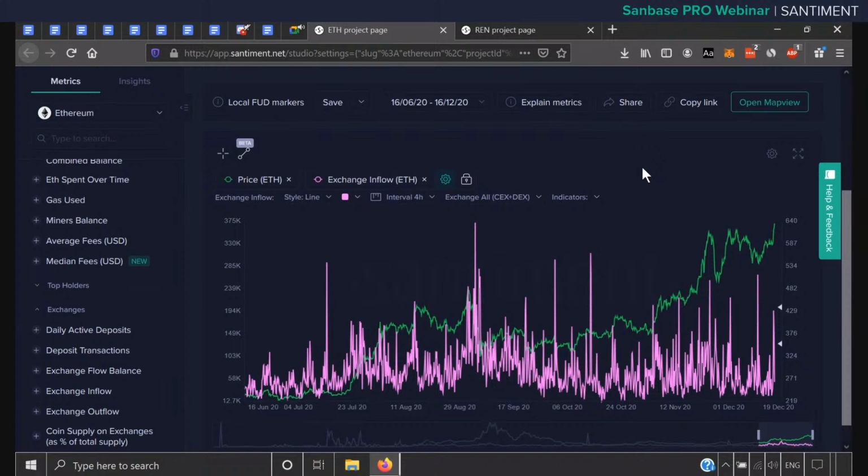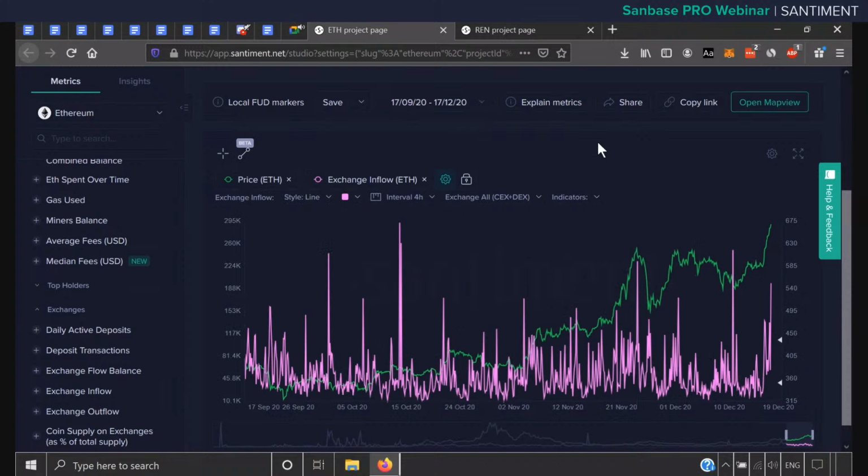And for starters, I would suggest looking at exchanges like Binance, Bitfinex, Coinbase, Uniswap, SushiSwap. These are the centralized and decentralized exchanges that are probably going to have the most activity on them, and are probably going to point to the most interesting patterns. So here we're looking at a 4-hour interval of exchange inflow for Ethereum. First of all, let me zoom in a little bit, just so you can see what this looks like.